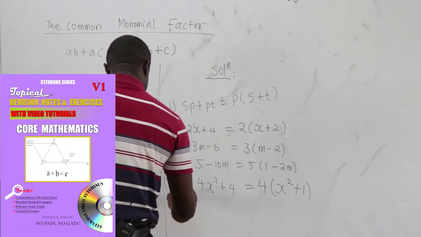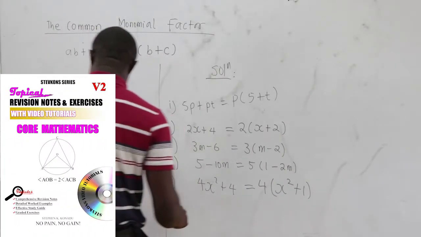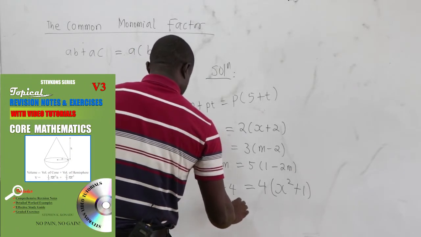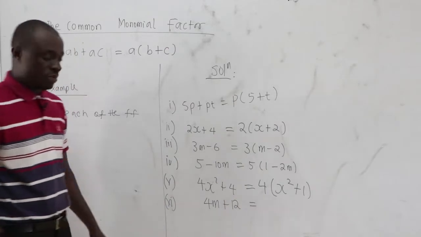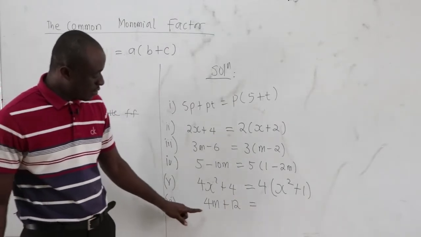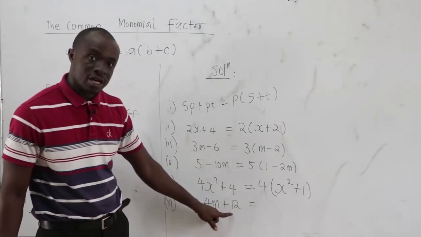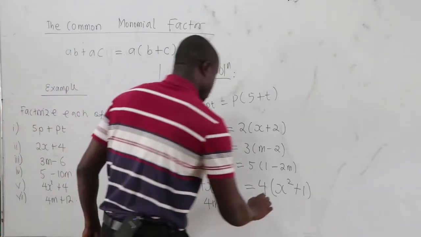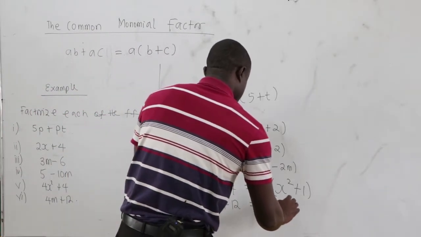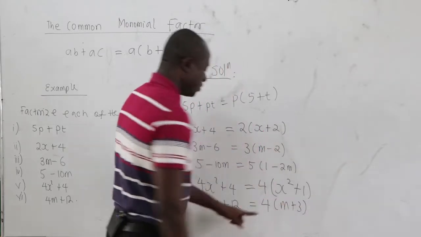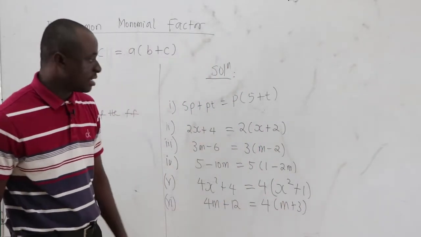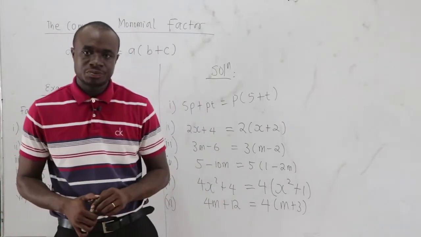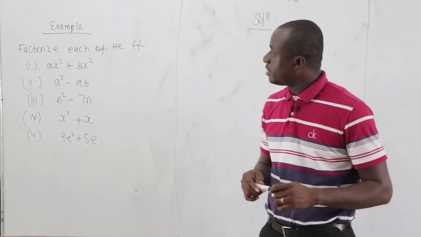Now let's see the sixth one. We have 4m plus 12. We can express this 12 as 4 times 3. So we can bring the 4 out, and you get m plus 3. So 4 times 3 gives us the 12. Let's consider the next example.